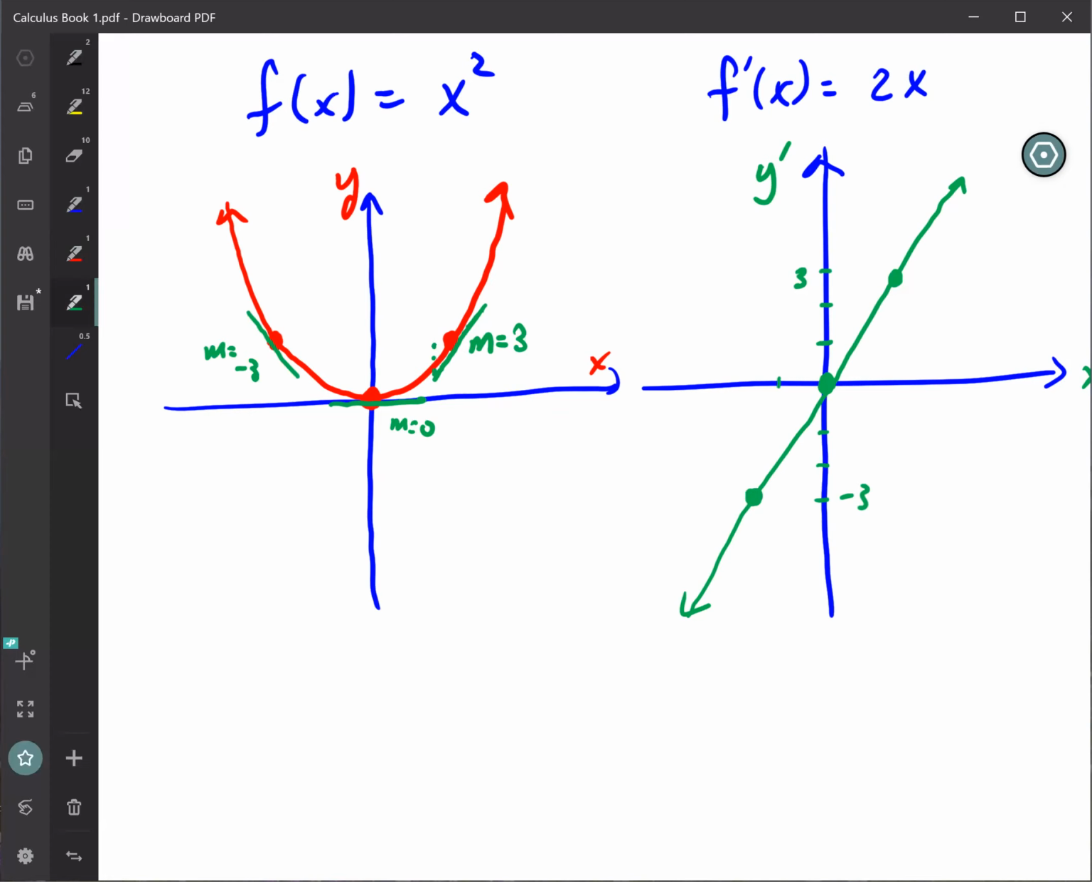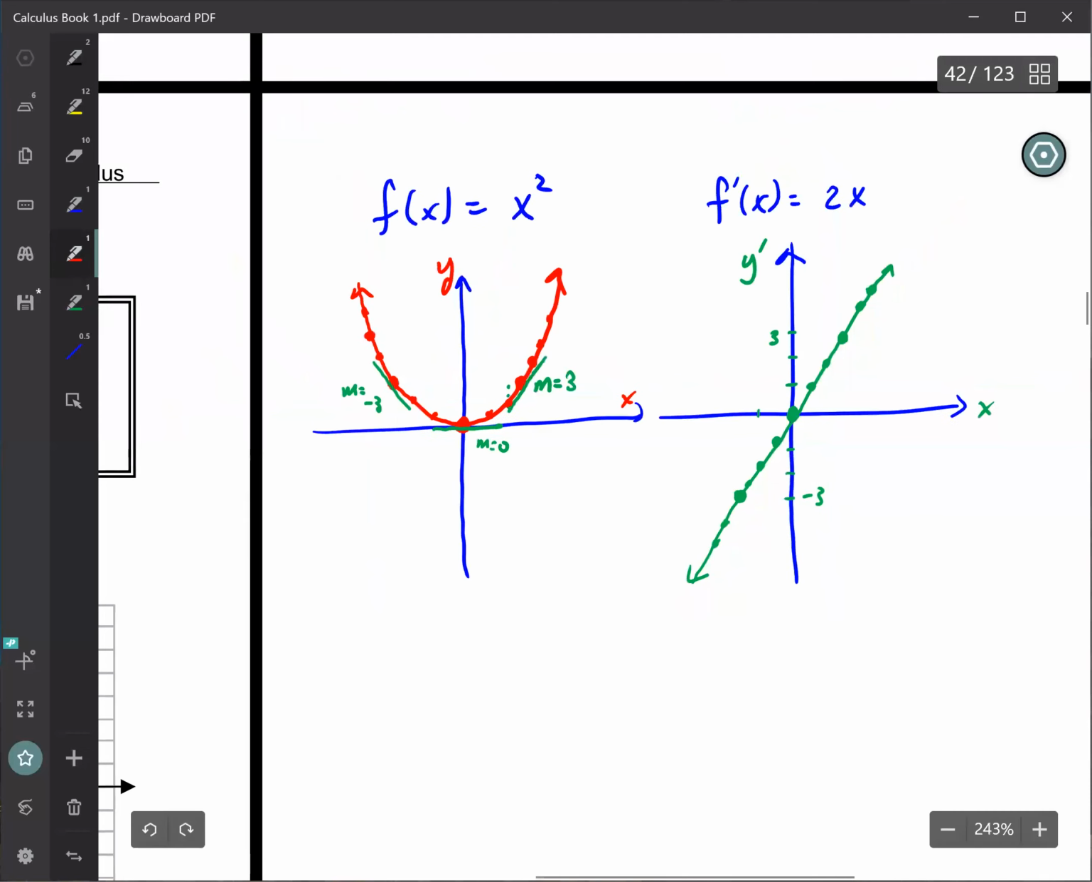That's why the green graph looks like a straight line. Every point on the left side, its slope becomes the vertical value for the derivative graph. All these green dots represent the slope of each of the red dots over there. Understand? They are both functions, but the meaning of the vertical axis is different. Keep this idea in mind.